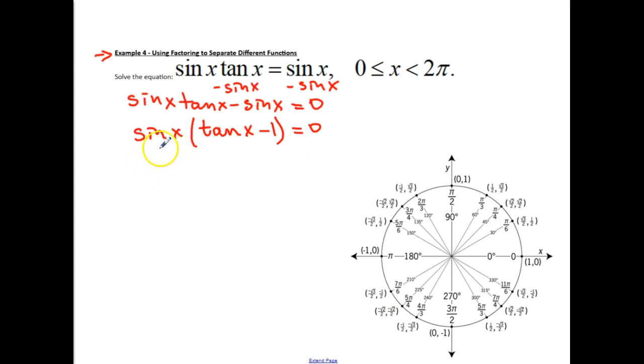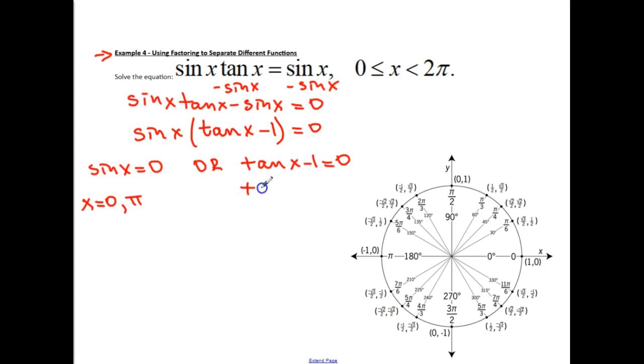Well, the only way that this product, sine of x times tangent of x minus 1, is equal to 0 is if either sine of x is equal to 0 or the tangent of x minus 1 is equal to 0. That's when you go back to your unit circle and you figure out, when is the sine of x equal to 0? Well, it is when the angle is equal to 0 or the angle is equal to pi.